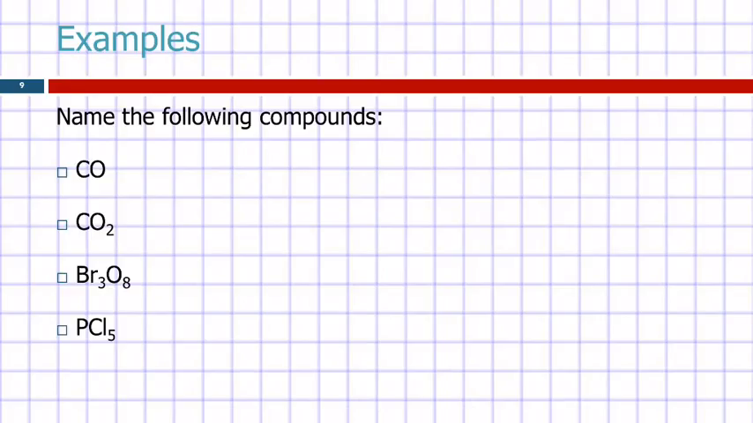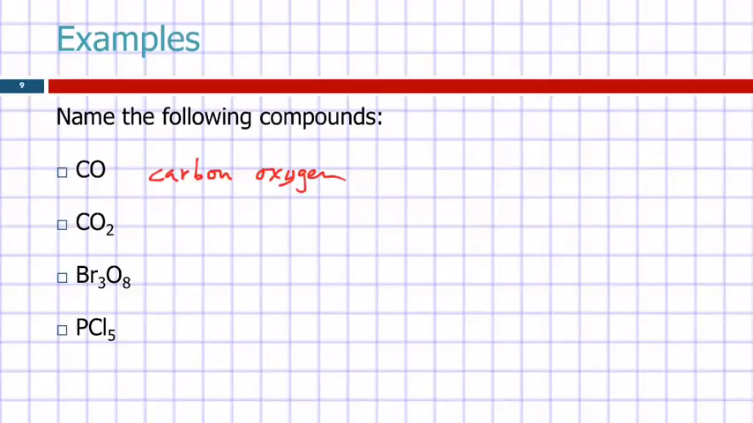So let's practice naming some compounds. If we look at this compound, how many elements are in it? 2. This is a binary compound. The other thing about binary molecular compounds is that they are 2 nonmetals. We're going to also talk about ionic compounds. If there's a metal in it, you can't use these rules. So here we have 2 elements. What are they? Carbon and oxygen. So we've got carbon and we've got oxygen.